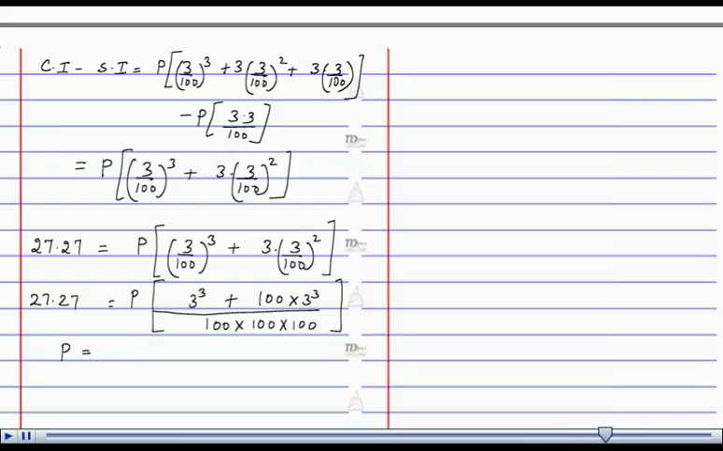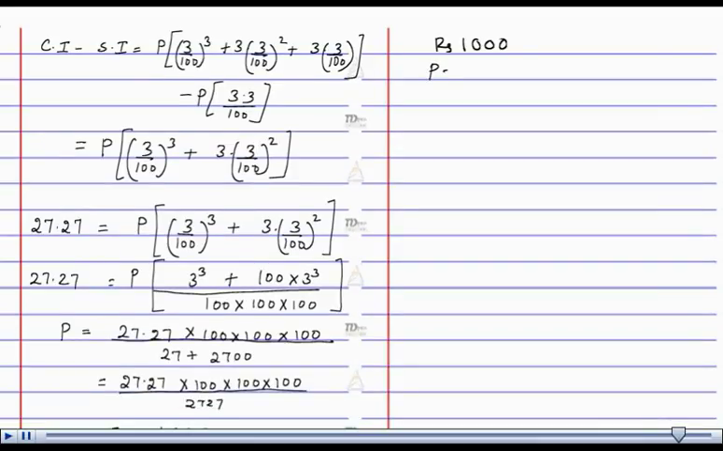27.27 into 100 cube whole upon 27 plus 2700, which is equal to 27.27 into 100 cube upon 2727, which is equal to rupees 10,000. Hence, P is equal to rupees 10,000. That is answer option number 3.